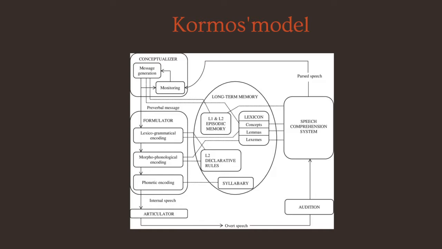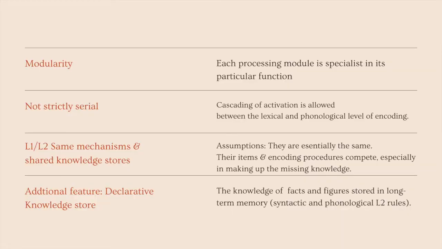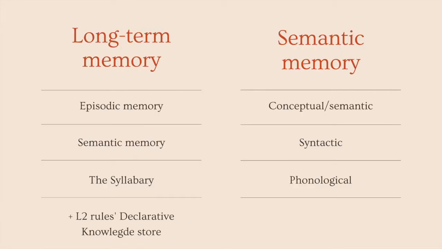Kormos' model's main characteristics are modularity, the fact that each processing module is specialized in its particular function. It's not strictly serial, that is to say, its relations, arrows, are recursive and bidirectional. L1 and L2 share the same mechanisms and knowledge stores. One of its main assumptions is that they are essentially the same. And it has an additional feature, the declarative knowledge store, which makes it bilingual. And here we have the components of the long-term memory and the semantic memory.